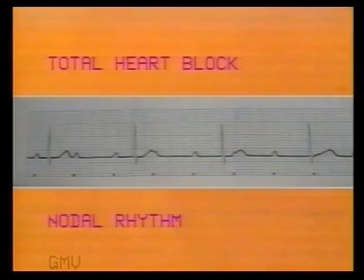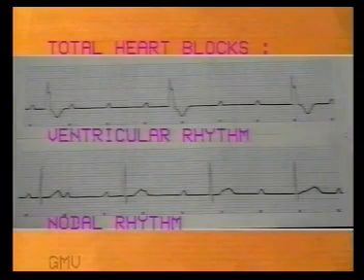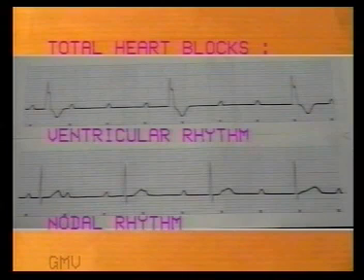This means that third degree AV block may have a ventricular rhythm or a nodal rhythm. Note the difference in the QRS structure and difference in QRS rate in ventricular rhythm and nodal rhythm.